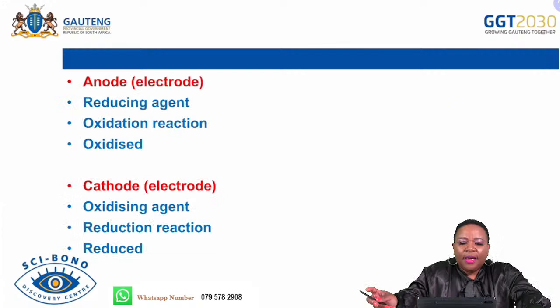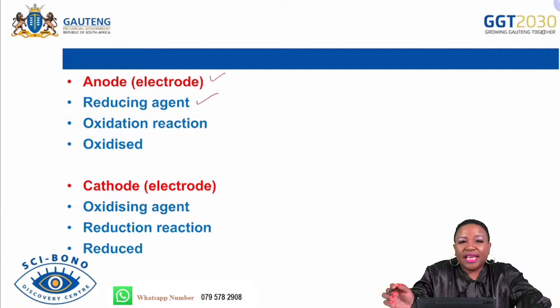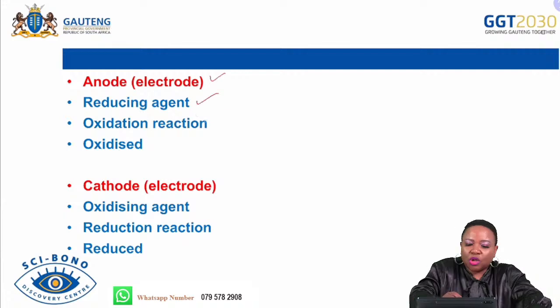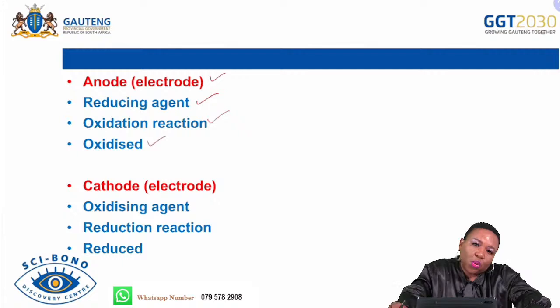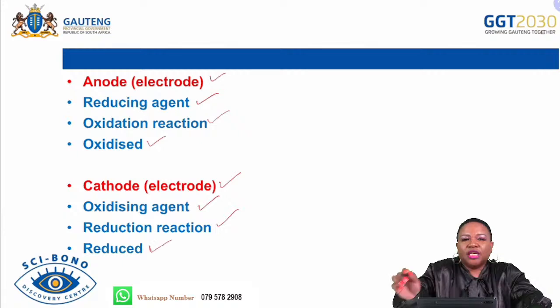Just for revision, we can know that at the anode, that's where we are going to find our reducing agent, because remember our reducing agent undergoes oxidation, and that agent at the end of the day will be oxidized. At the cathode electrode, that's where we are going to find our oxidizing agent, which will undergo reaction and is going to be reduced by the end of the reaction.